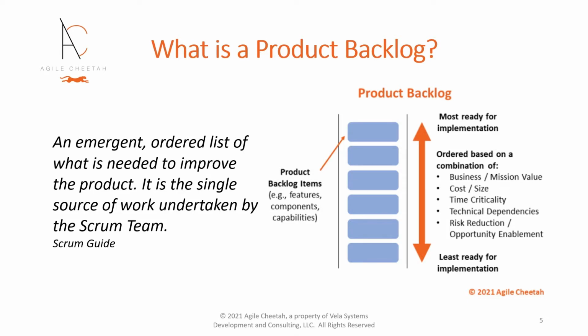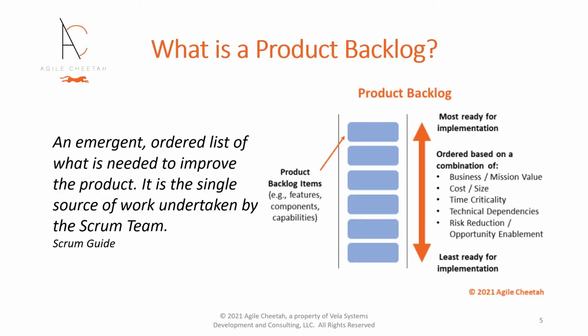A product backlog is an ordered queue of deliverables. According to the Scrum Guide, the product backlog is an emergent, ordered list of what is needed to improve the product. It is the single source of work undertaken by the Scrum team. In this definition, the product is whatever the Scrum team develops and delivers. It could be an application, system, solution, documentation, reports, etc.